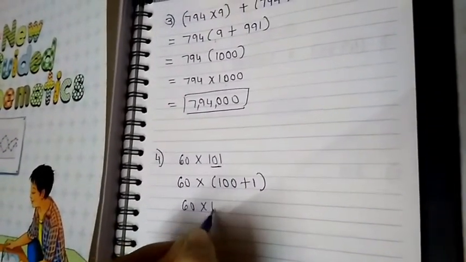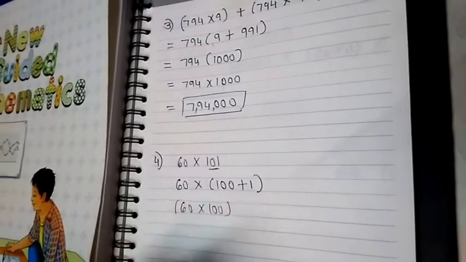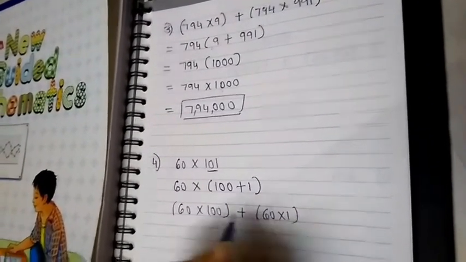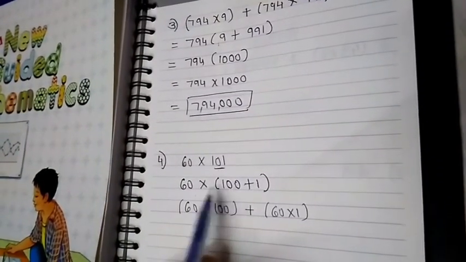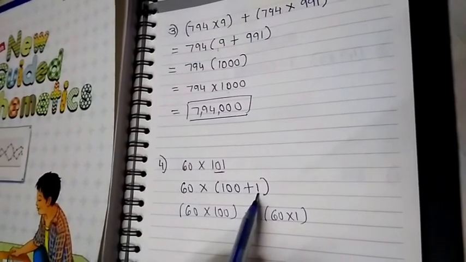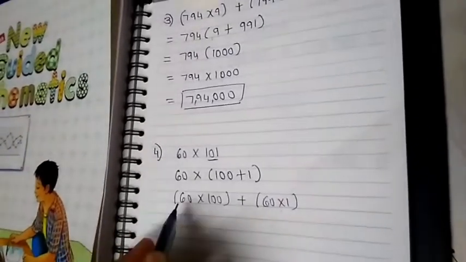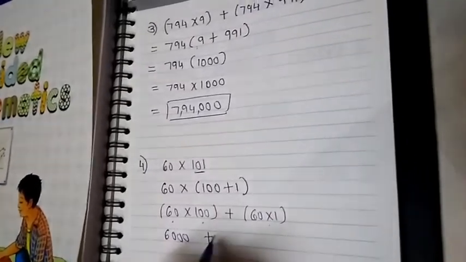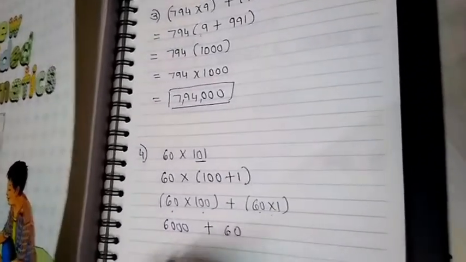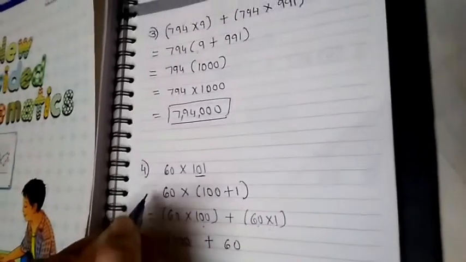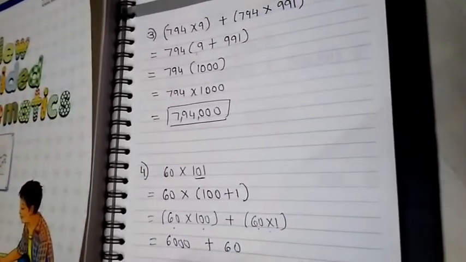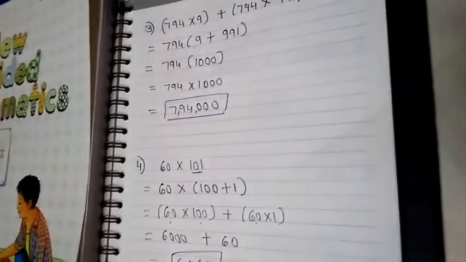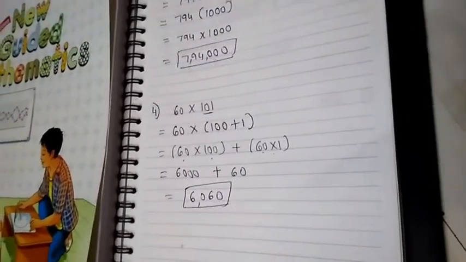60 multiplied by 100 plus 60 multiplied by 1. Okay. So 60 into 100 will give you 6000, plus 60 into 1 is 60. So what you will get? 6000 plus 60 will give you 6060 as your answer. Understood?